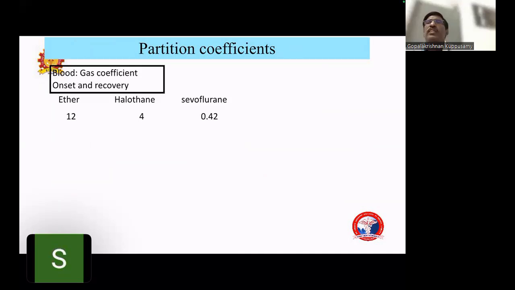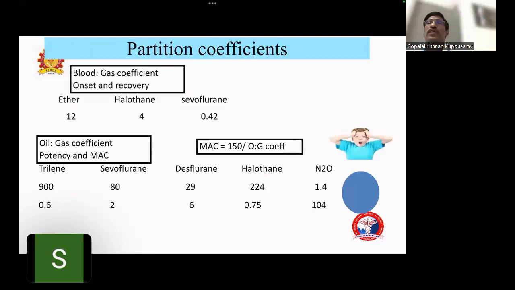Blood gas coefficient determines onset and recovery. See, ether has 12, halothane 2.4, sevoflurane 0.42. Obviously, sevoflurane will have a quick onset and good recovery. And see, trilene is nowadays not used. It has the highest oil gas coefficient, and that is a relation under MAC and oil gas coefficient.